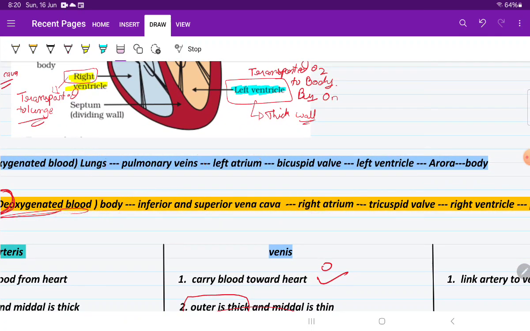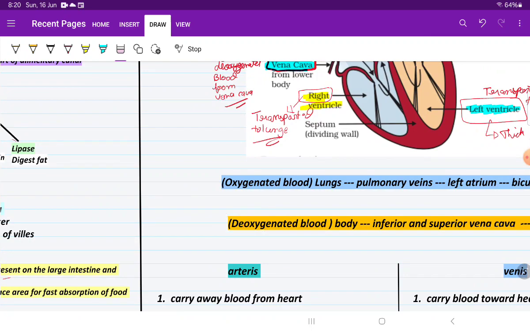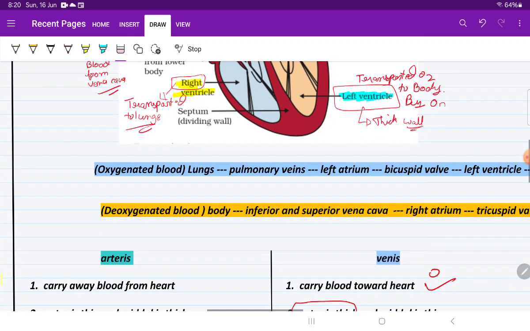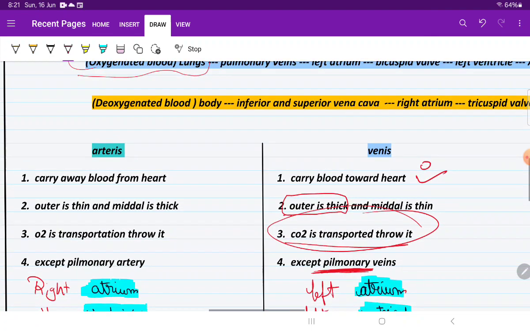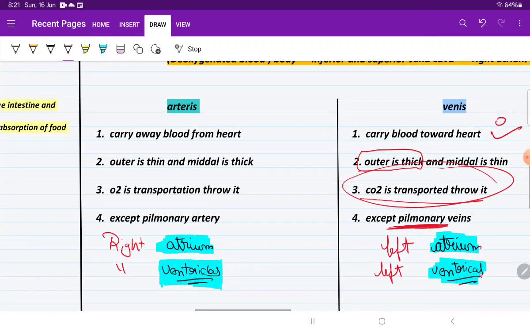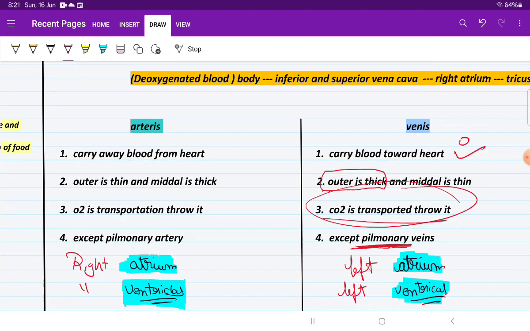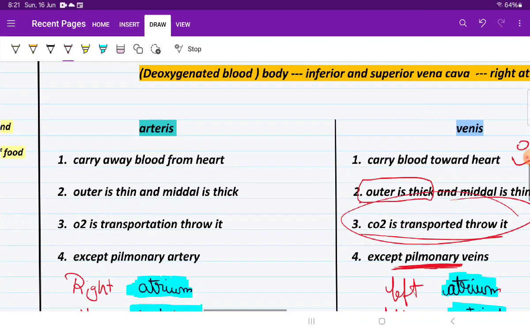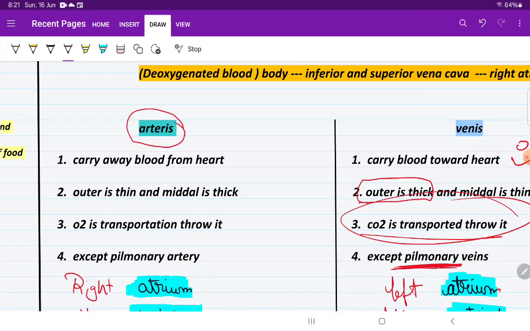If you learn one of the processes, you can make the other by yourself. If you have learned the flow of the oxygenated blood, then you can learn the flow of deoxygenated blood. Now let's see some normal things which you have to learn by heart. Let's first of all see the arteries. What is the work of an artery? They carry the blood away from the heart.